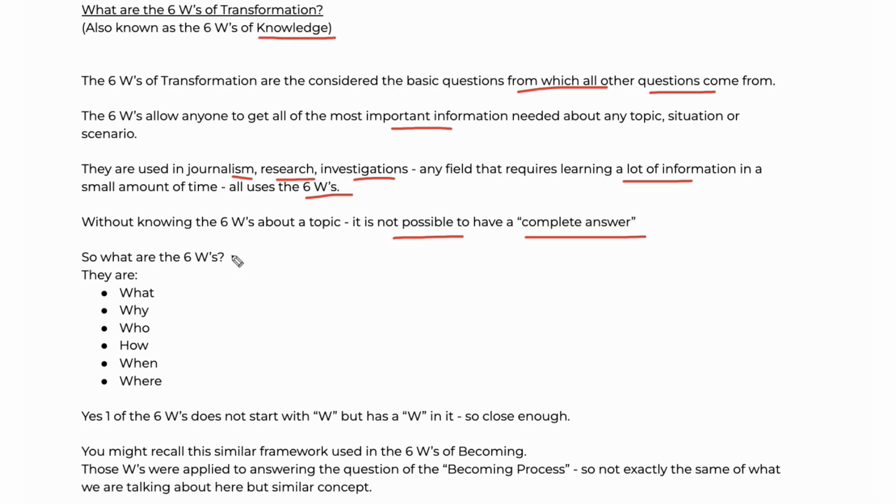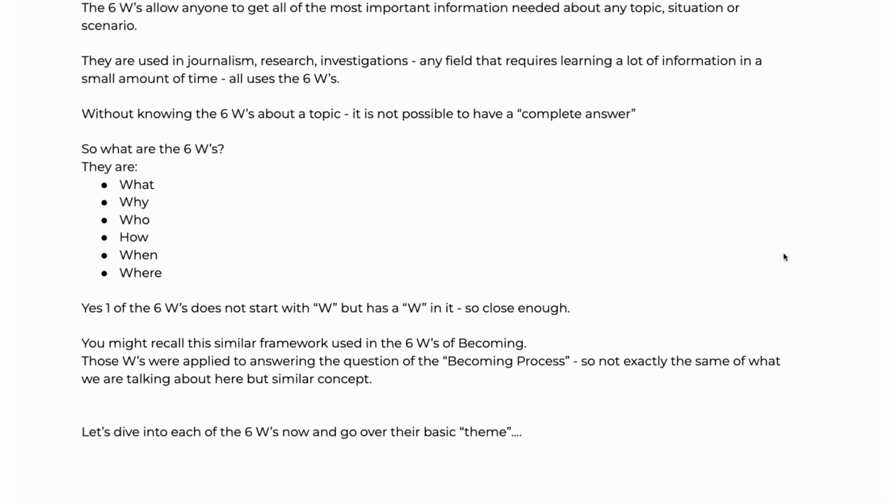So what are these 6 W's? As you may already be familiar with, they are what, why, who, how, when, and where. And yes, I know one of the 6 W's does not start with a W, but it does have a W in it, so close enough. You might recall this similar framework being used in the 6 W's of becoming, when we applied these same questions to the becoming process. Even though the 6 W's of transformation are not exactly the same as the 6 W's of becoming, there is a similar concept there.